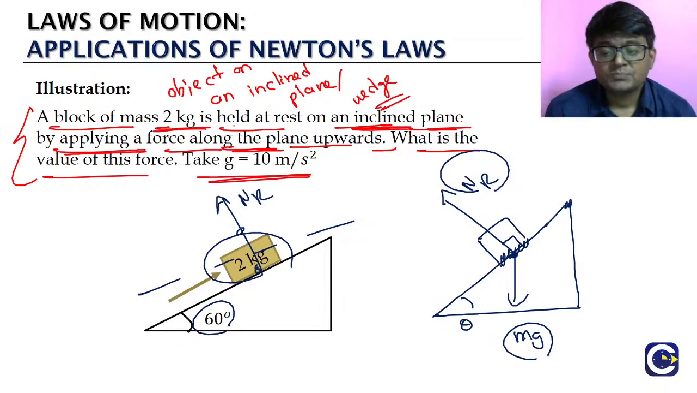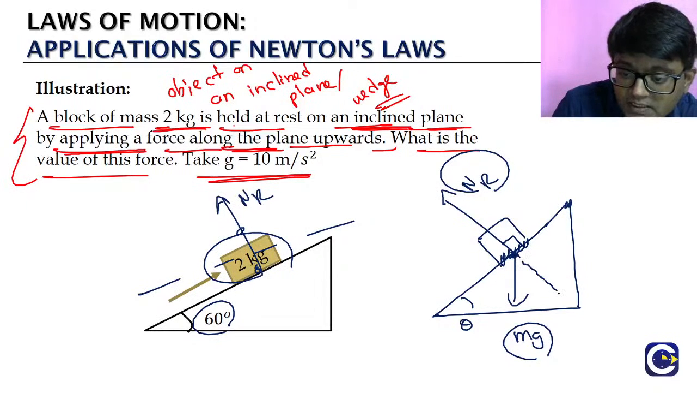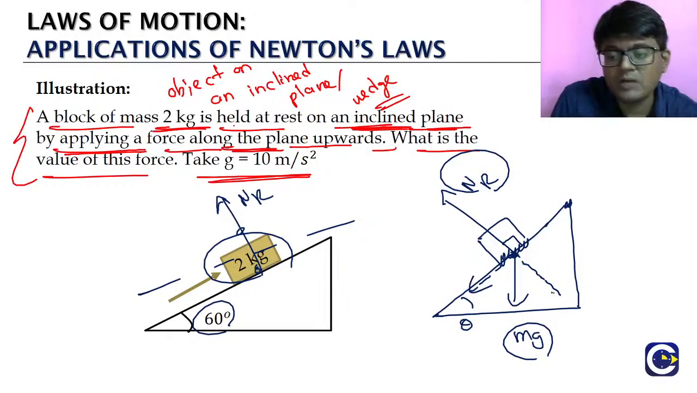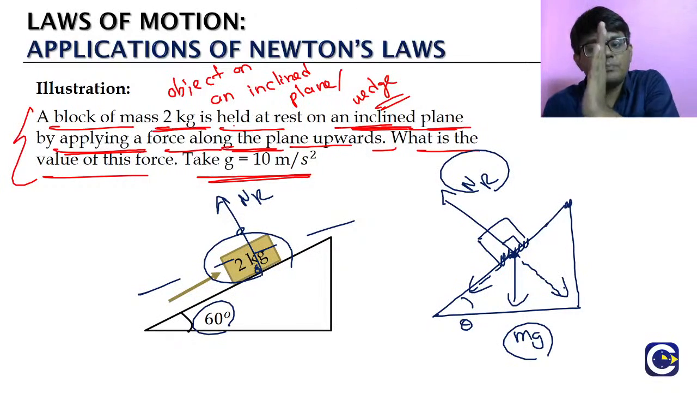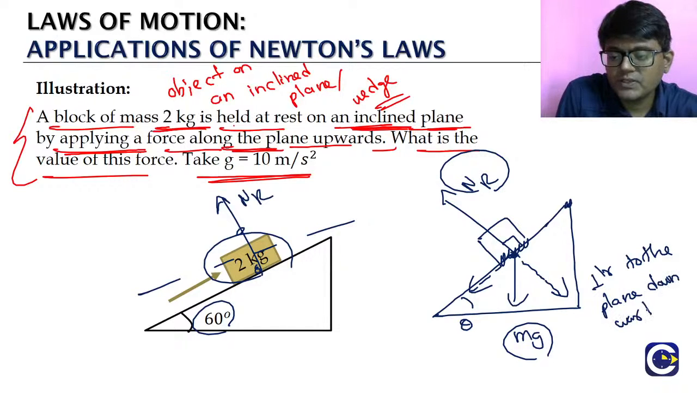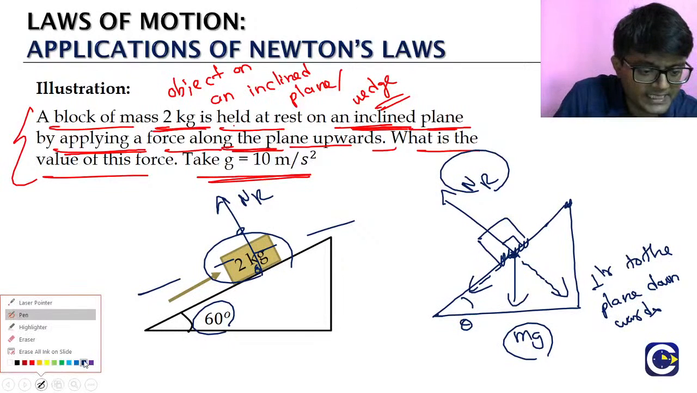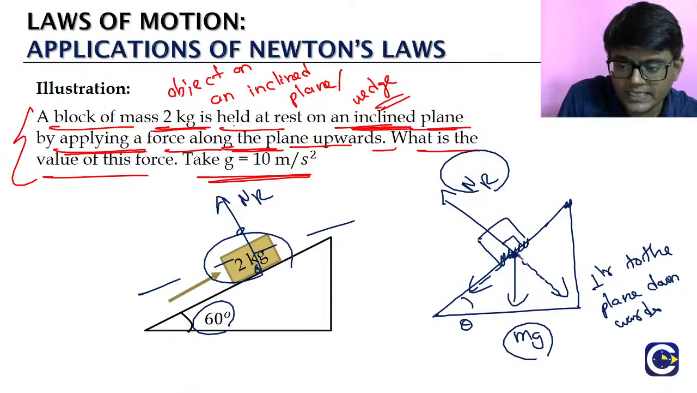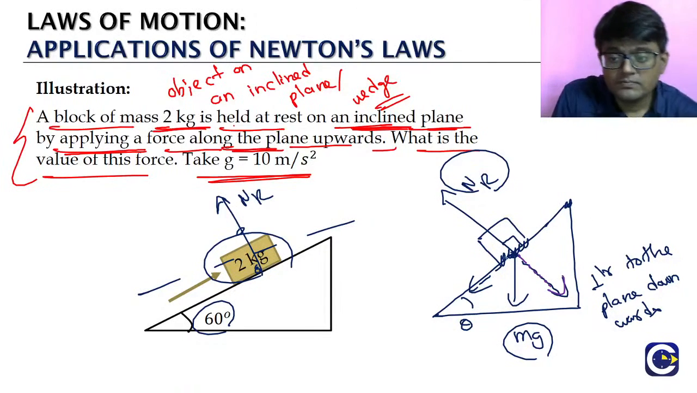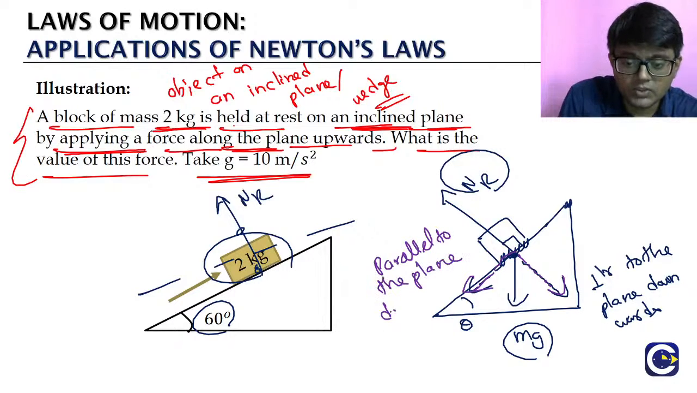But look at the weight. Weight is vertically down, so we have to take the components of the weight. If you take the components, one weight component will be perpendicular to the plane downwards. You can see the arrow. Maybe I will represent them with a different color so that we can see. One weight component is perpendicular to the plane downwards. The other weight component is like this. It will be parallel to the plane downwards.